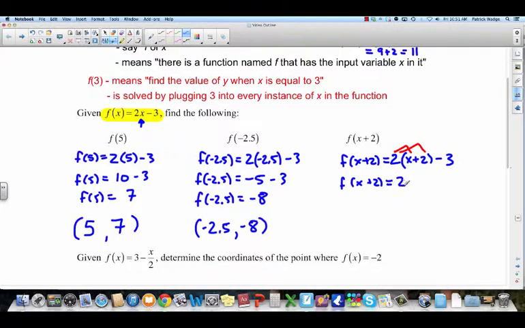2 times x is 2x, 2 times 2 is 4, and I'm still taking away 3. So f of x plus 2 equals 2x, and 4 take away 3 is 1, so 2x plus 1. And there's your answer there.